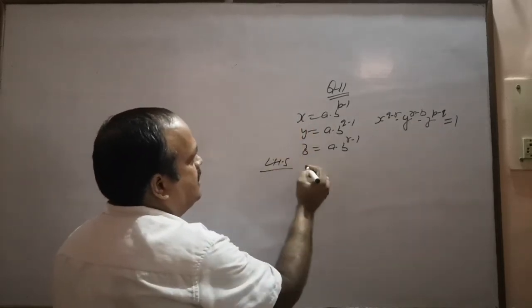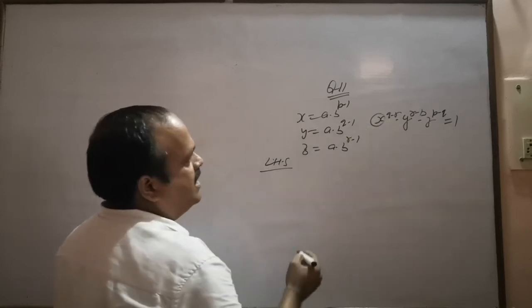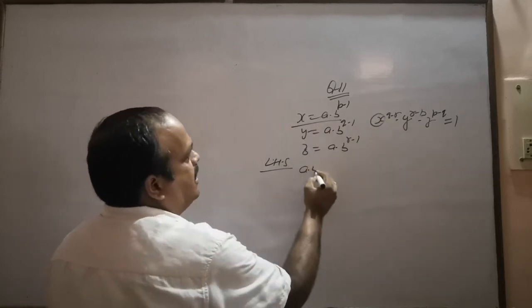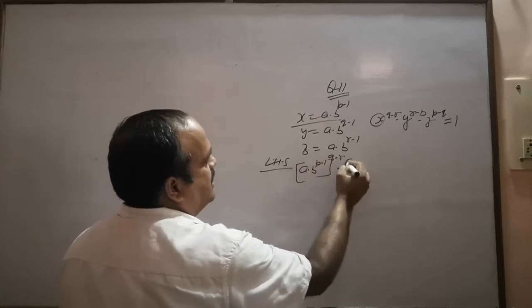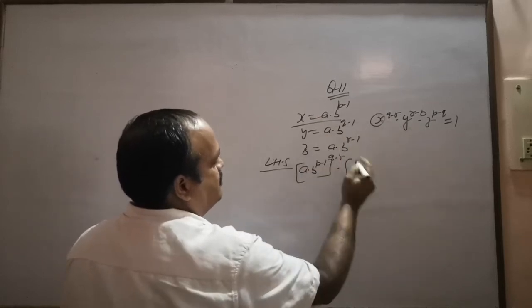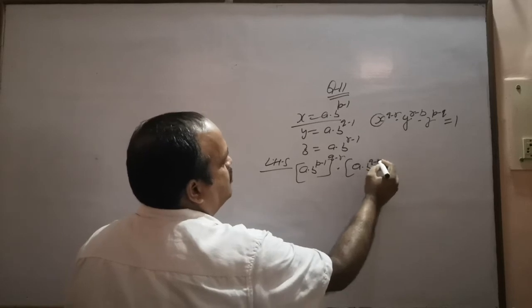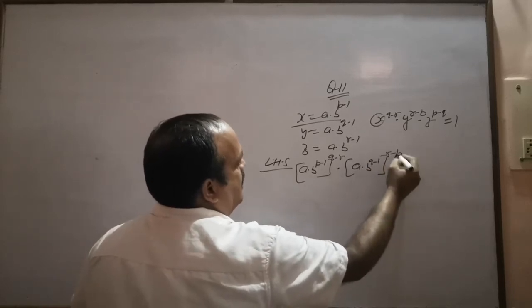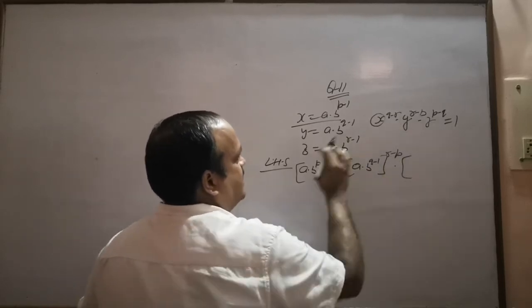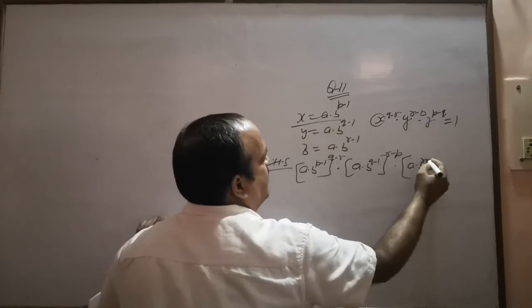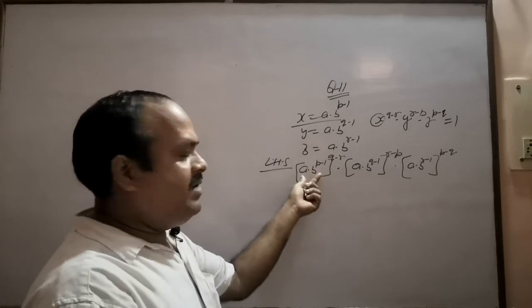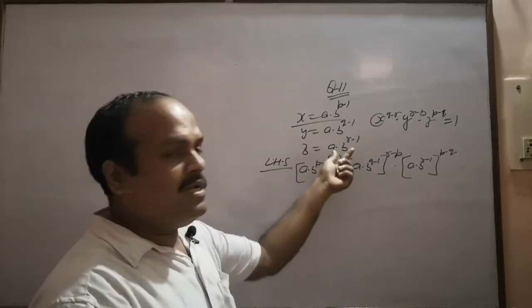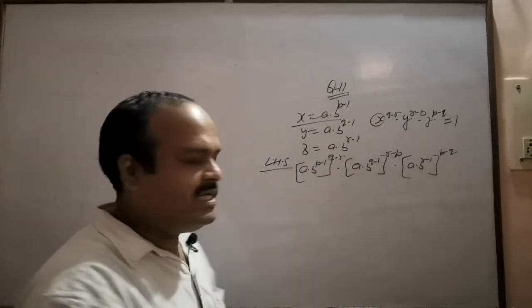LHS, x to the power q minus r. Put the value of x, a b to the power p minus 1 raised to q minus r. At the place of y, put a b to the power q minus 1 raised to r minus p. At the place of z, put this value, a b to the power r minus 1 raised to p minus q. When a number written in exponential form is raised to another power, the powers must be multiplied.